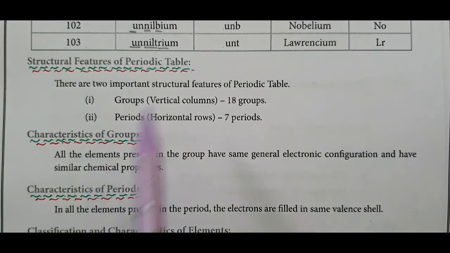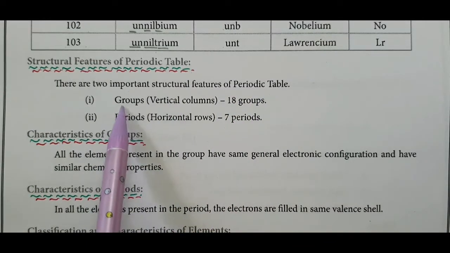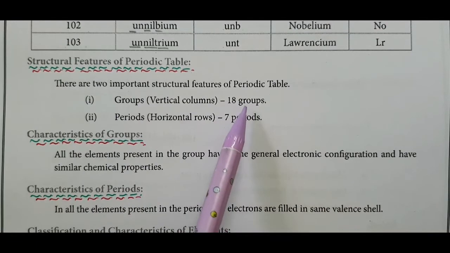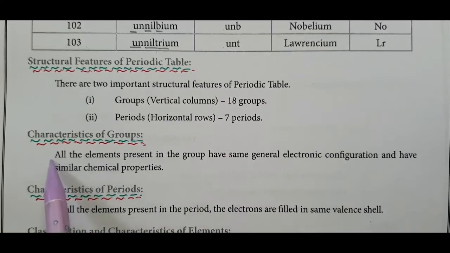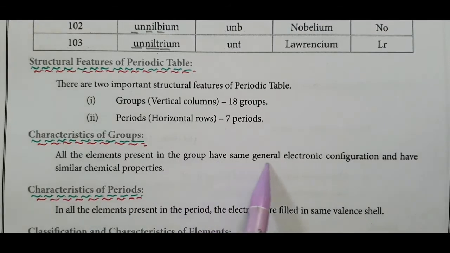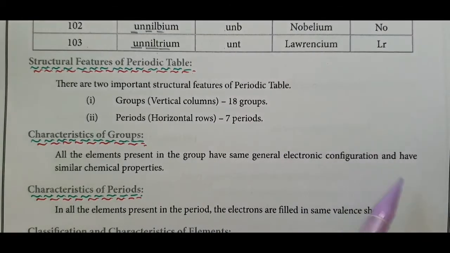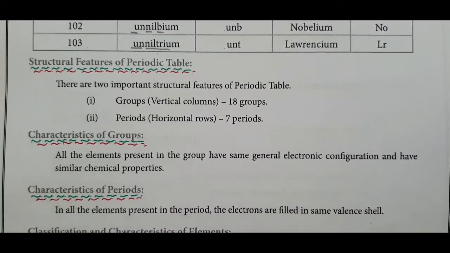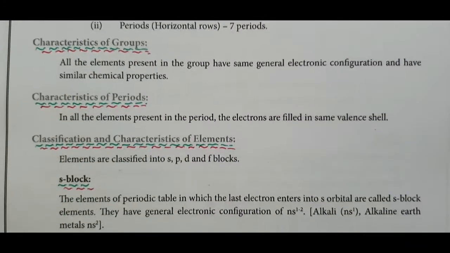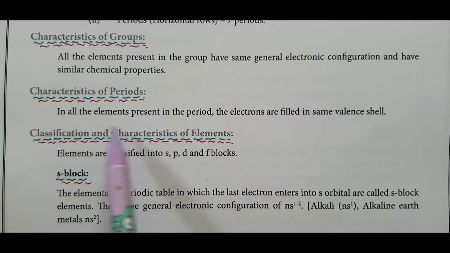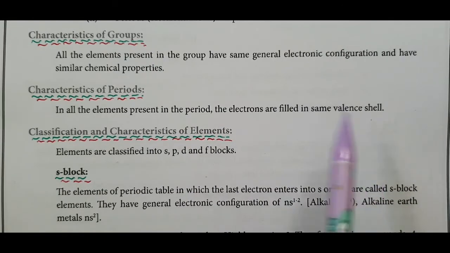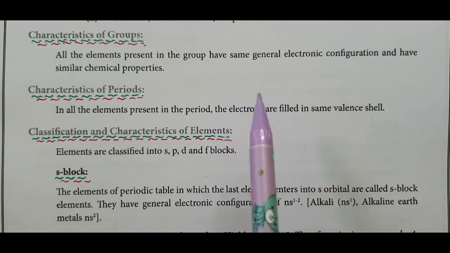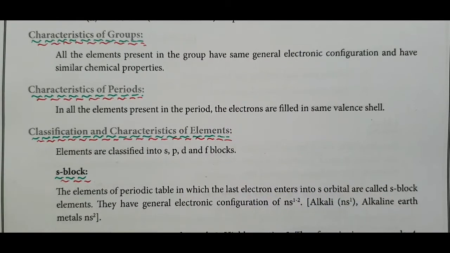Then the structural features of the periodic table. There are two important structural features of the periodic table. One is the group, a vertical column. There are 18 groups in the periodic table. And periods, the horizontal rows from left to right, 7 periods. Characteristics of a group: all the elements present in a group have the same general electronic configuration and have similar chemical properties. Characteristics of a period: in all the elements present in a period, the electrons are filled in the same valence shell. In the first period, the electrons are added in the first shell, in the second period, the second shell, and so on.